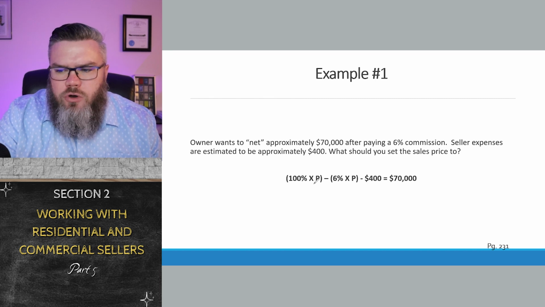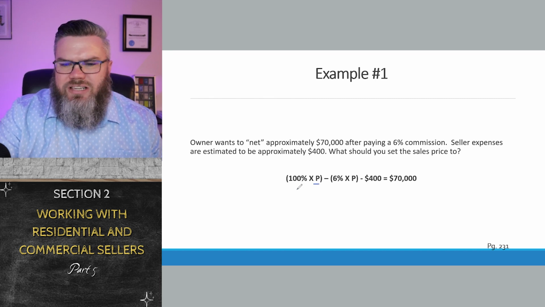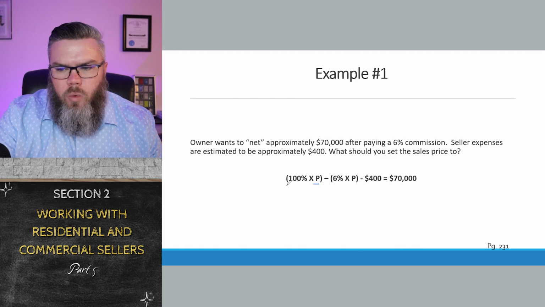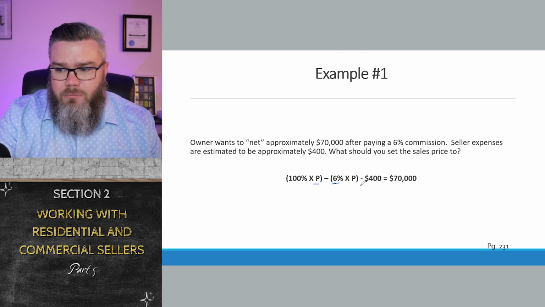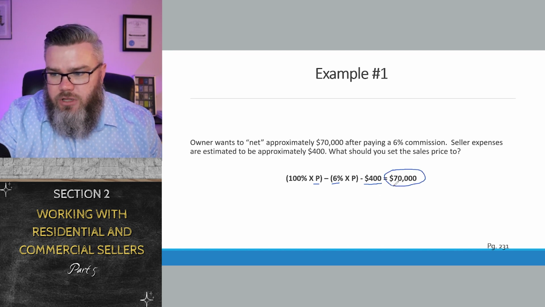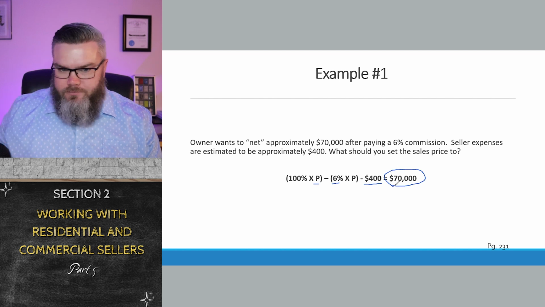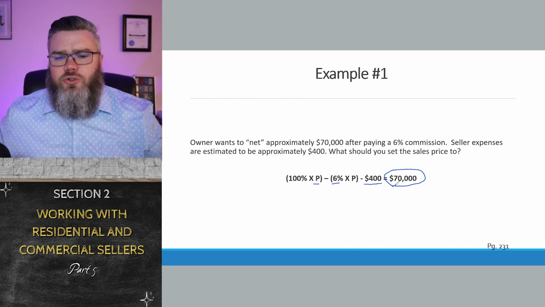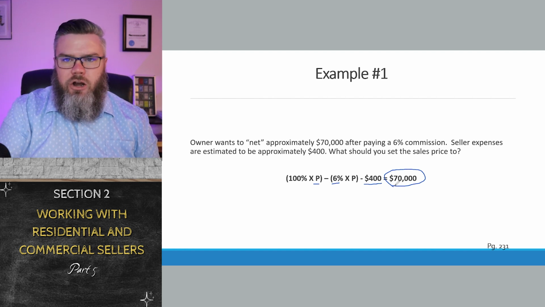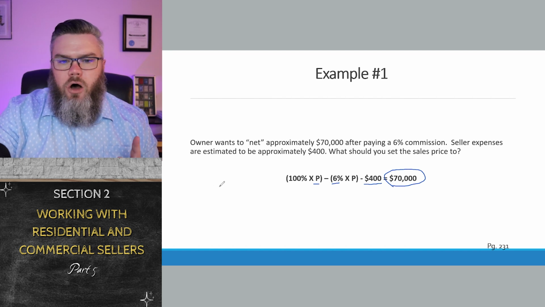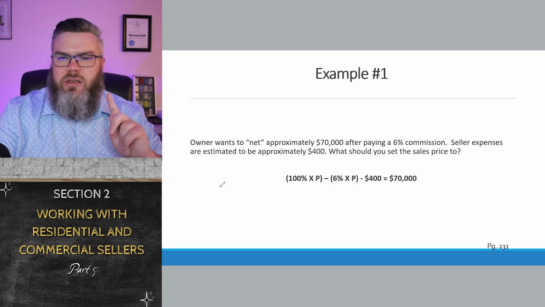Can we all agree that since we don't know the purchase price, we're just going to say, okay, well, if we did know the purchase price, 100% of the purchase price minus 6% of the purchase price, which was our commission, minus the $400 in closing costs, needs to equal the $70,000 that they want to net. Does that make sense? Okay. Well, the most rudimentary form of algebra is if you get everything on one side of the equation except for this unknown variable, then you can figure out the value of this unknown variable. And so think back to it. All you have to do is something on one side and on the other side.